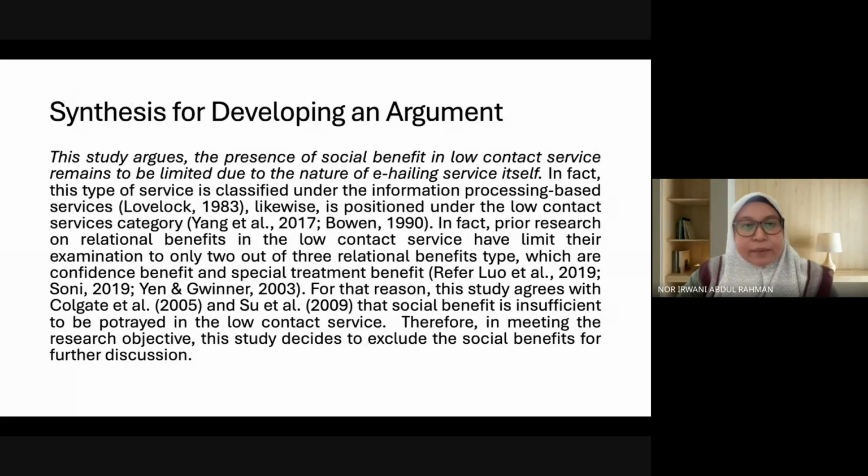Contradiction, gap, argument. Argue apa ni? This study argues. Instead of there are 5, but you choose 3, so you argue why you choose 3, not 5. Explain the reason. Provide the support. For that reason, this study agrees that social benefit is insufficient. Dia tak cukup. Insufficient. Inadequate. Instead of not enough. Not is the negative.